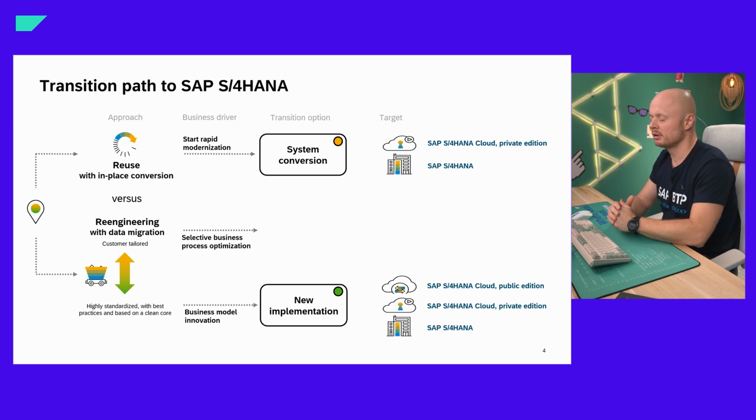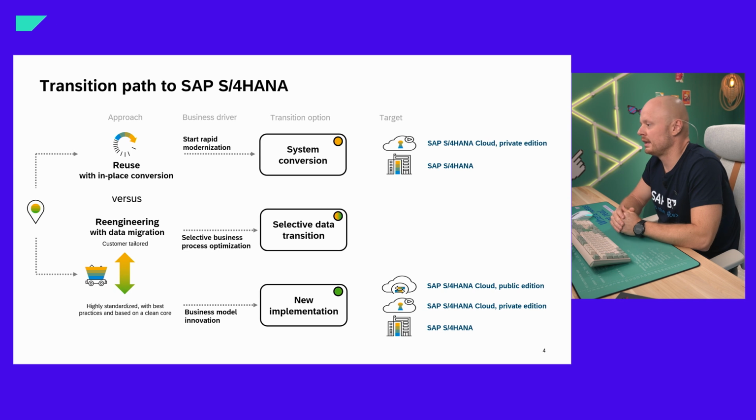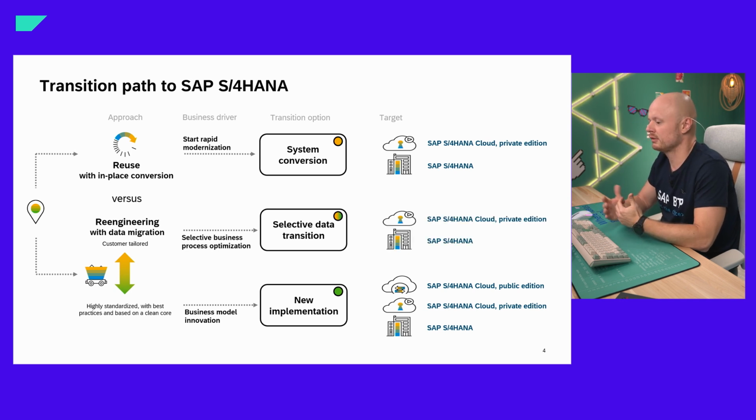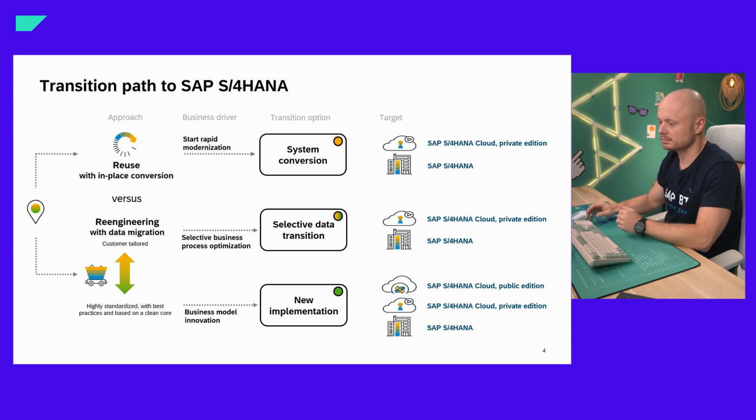And the other way, the customer-tailored one, is where you can select individually which business processes you want to reuse of your current ERP solution, and which of them you are maybe going more back to standard, and you just want to take over also some old data from your previous system. And this approach is called selective data transition. Target environment here is S/4HANA Cloud Private Edition and S/4HANA on-premise, the same as for the system conversion.